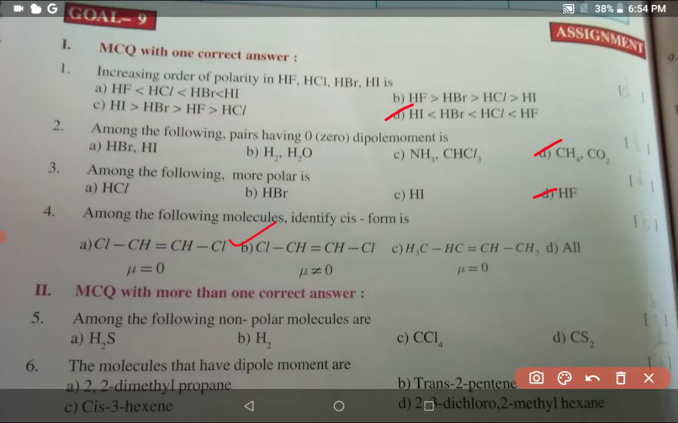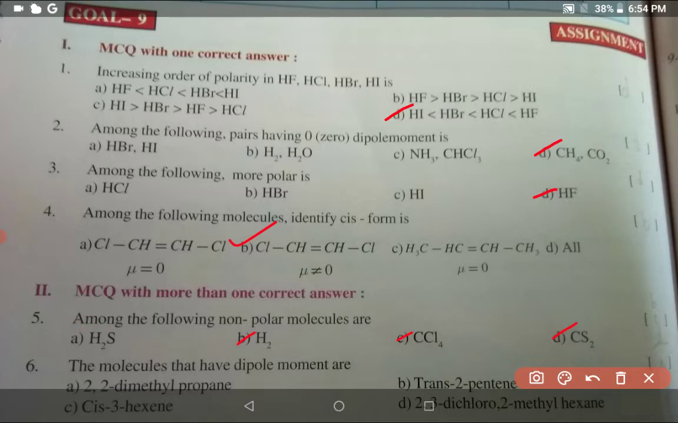Next, we'll be moving on to the MCQ type of questions containing multiple answers. Fifth one. Among the following, non-polar molecules are. I have already given an example in the previous video. If you haven't watched, you can watch it. Among the following, non-polar molecules are B, C, and D. So H2, CCl4, CS2 are non-polar molecules, whereas H2S is a polar molecule.